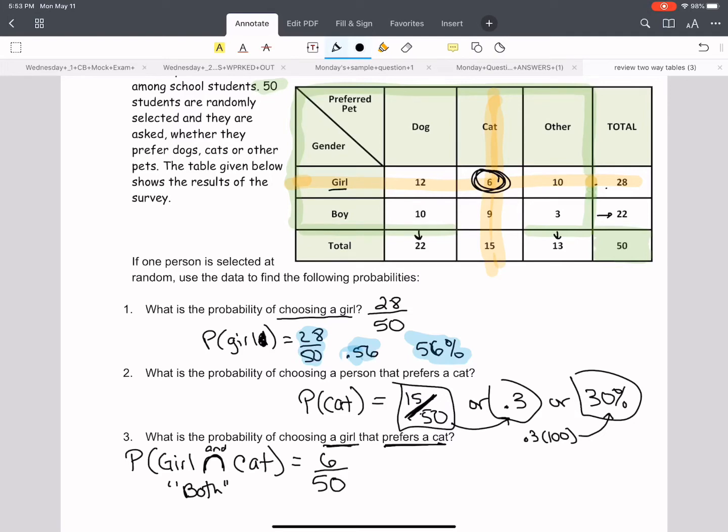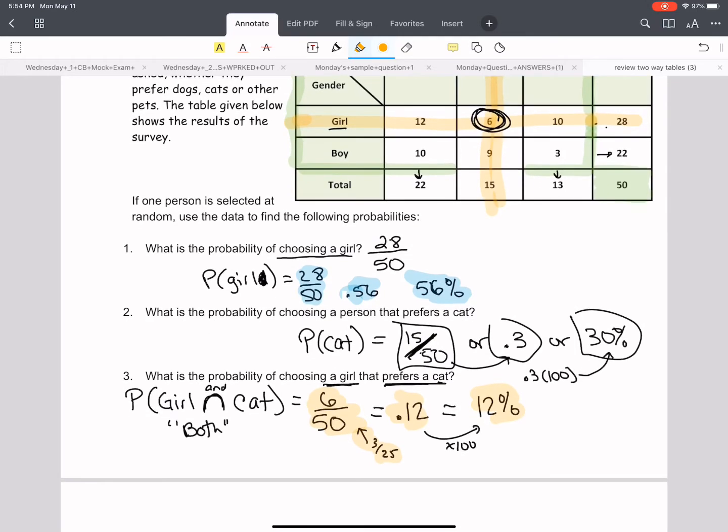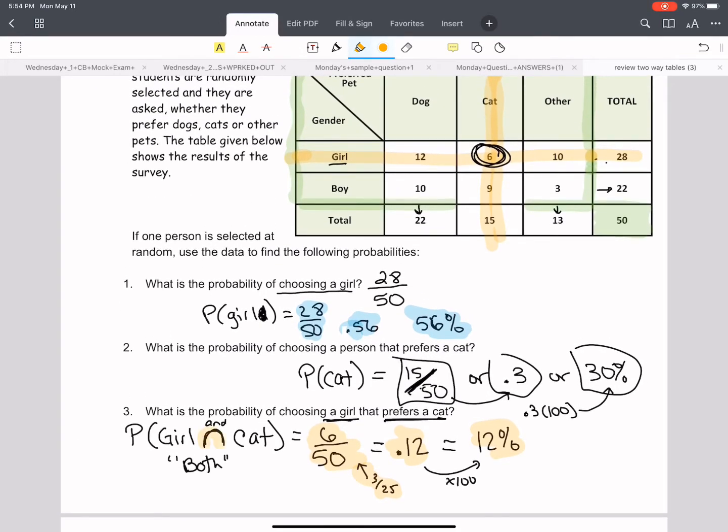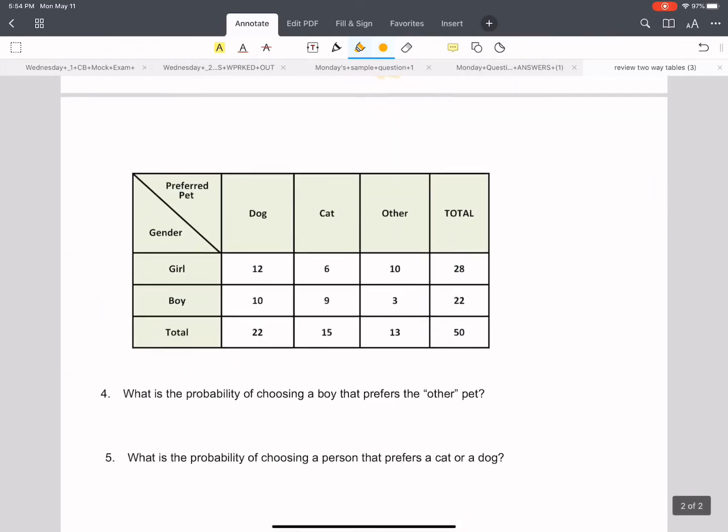And 6 out of 50, if I divide that in my calculator, I would get 0.12. Or if I multiply that by 100, I would get 12%. Any of these answers are perfectly fine. Or a fraction; this one, by the way, could be reduced to 3 over 25. Some of the things about probability is I like the decimal or the percentage the best because you don't have to reduce anything. So that's how that goes. For and, it's just which one's both. It's so simple.